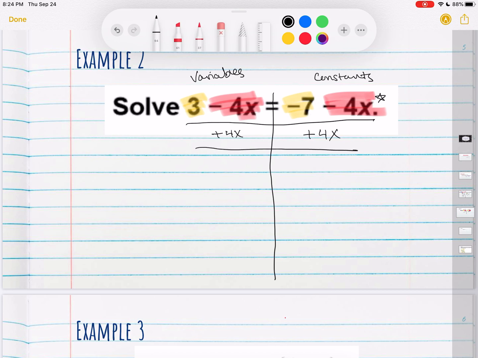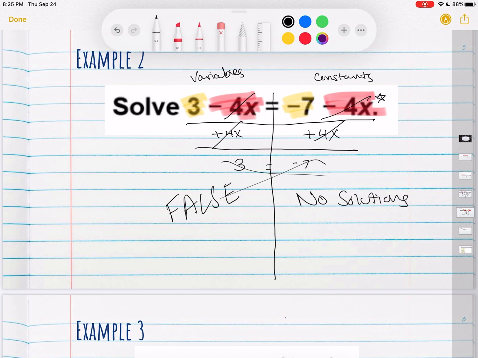And let's see, on the left, 3 minus 4x plus 4x, it cancels out. I'm left with 3. And on the right, minus 7 minus 4x plus 4x cancels out. So I'm just left with that negative 7. And I have 3 equals negative 7. Well, let's see. That's a false statement. 3 can never be equal to negative 7, right? That does not work. That means that this equation has no solutions.